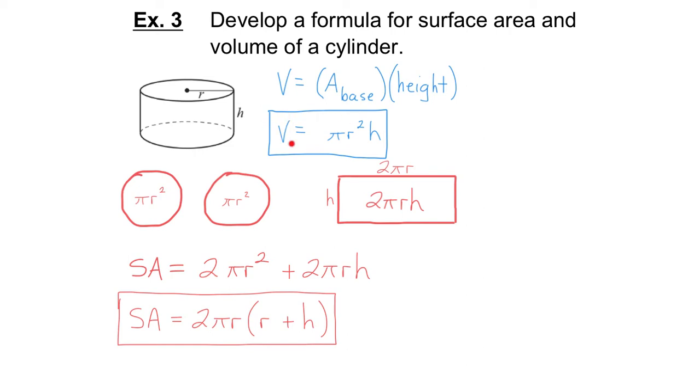So there you have a formula for volume of a cylinder and the formula for surface area of a cylinder. So if you know the radius and the height, you just plug in those values into each of these formulas and you get your values for volume and surface area.